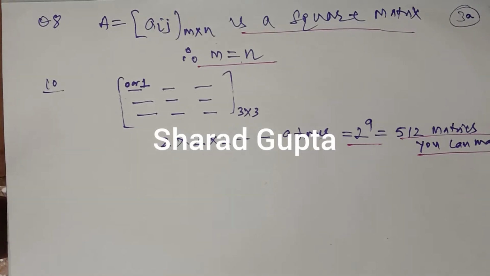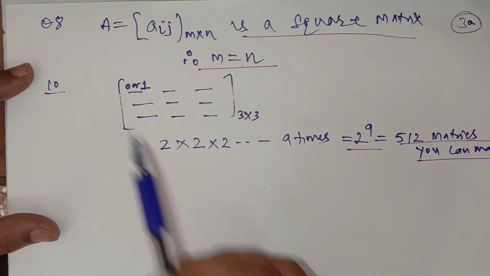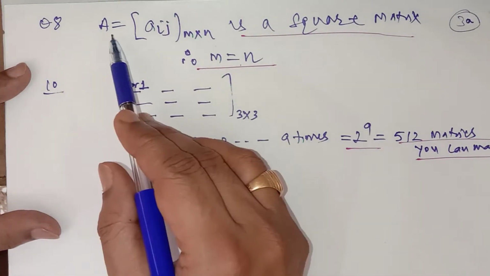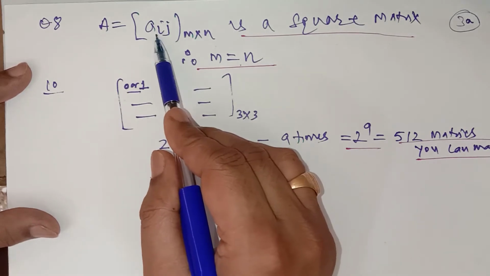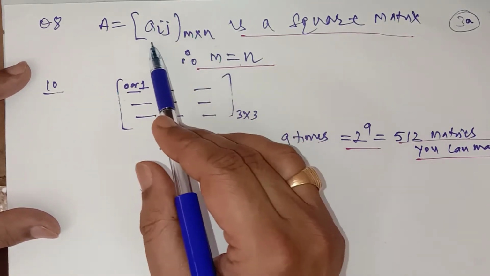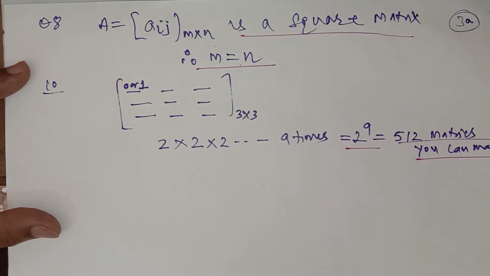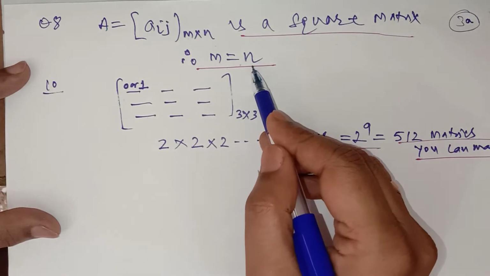Hello, this is lecture number 2 for the chapter Matrices of class 12th, and we're discussing the first exercise. In question number 8 of this exercise, it is given that this is a square matrix. Then what will be the relationship between M and N? When it is a square matrix, you know that the number of rows and number of columns are same, so therefore M will be equal to N.